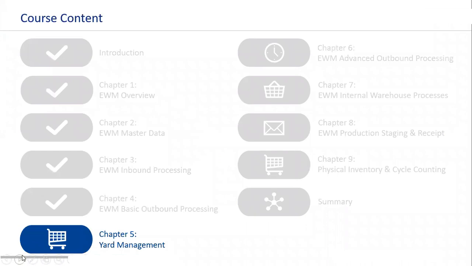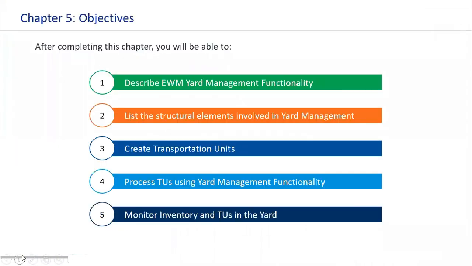Chapter 5 is yard management. So after completing this chapter, we'll be able to describe EWM yard management functionality, list the structural elements involved in yard management, create transportation units, process transportation units using yard management functionality, and monitor inventory and transportation units in the yard.